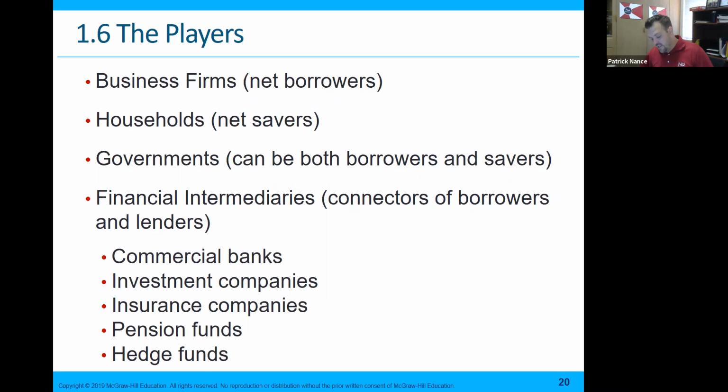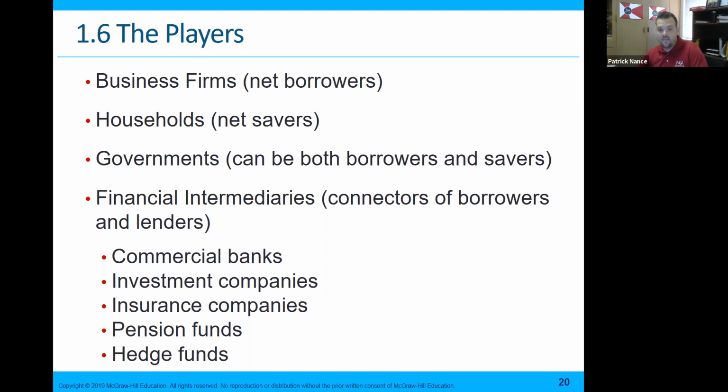All right, the players in the investment financial markets. Businesses, the firms. The firms are the net demanders of capital. They're the ones who borrow and get capital from other organizations. Households, on the other hand, are the suppliers of capital. They're the net savers. Okay? They're the ones that are putting money into the market, whereas the firms are the ones receiving money from the market. Governments can be both borrowers and lenders. They do both borrow and save.